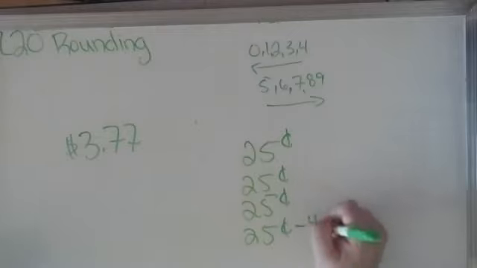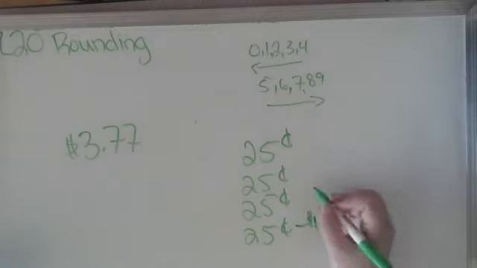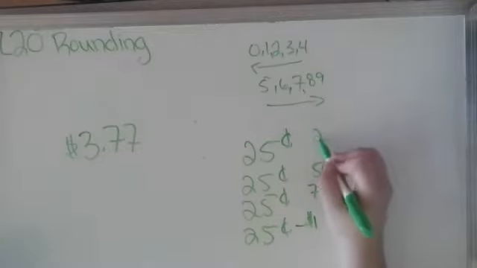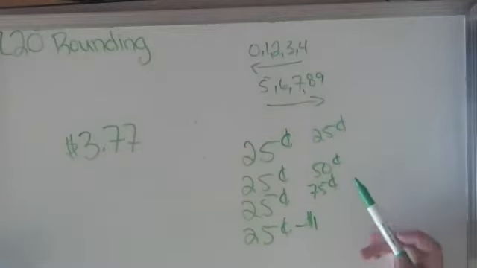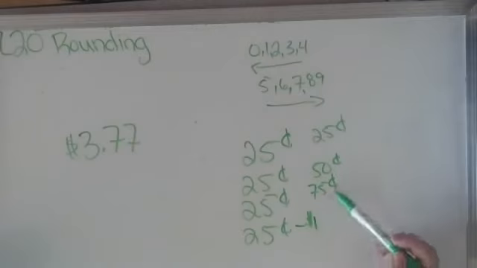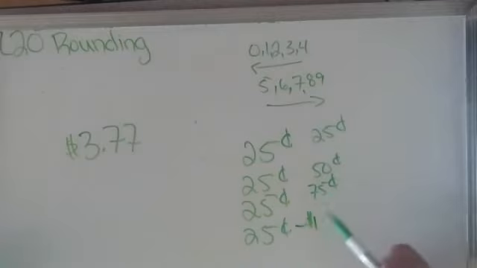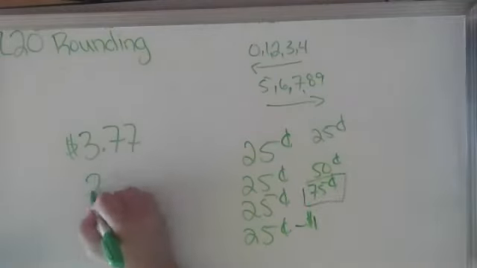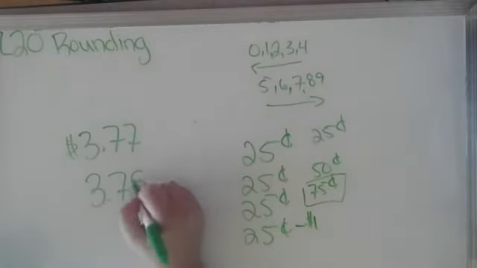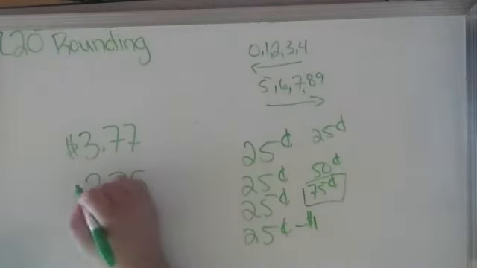So this is a dollar. This is 75 cents, 50 cents, and 25 cents. Those are the 25 cents that they're talking about. So when it's saying round $3.77 to the nearest 25 cents, it's talking about rounding it to 75 cents. So we end up having $3.75.